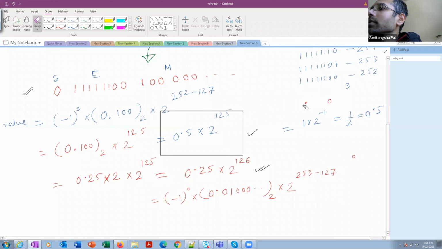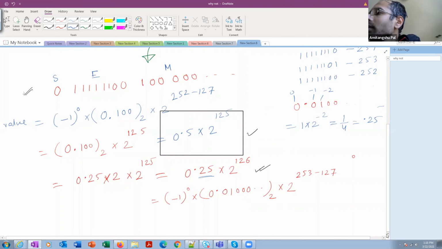Let me just erase this. So 0.0100. So this is the 0th bit. This is the -1. This is -2. I'm not writing the remaining part. So ultimately you will get 1 into 2 to the power -2. 1 into 2 to the -2 is 1 by 4. 1 by 4 is 0.25. So this 0.25 I can represent as 0.0100.